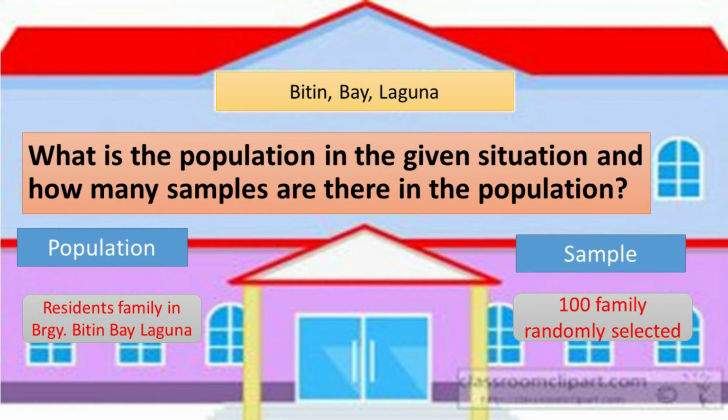Randomly selected. Does the situation illustrate random sampling? Why or why not? Yes, it illustrates random sampling because there is randomization wherein every family has an equal chance of being selected.